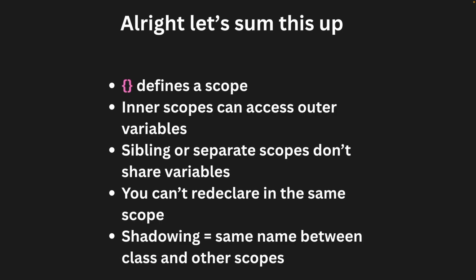Okay, so let's sum this up. Open and close curly braces, they define scope. The inner scope can access outer variables. Sibling or separate scopes don't share variables. You can't redeclare variables in the same scope. And shadowing means that the same name is being used between the class and other scopes.